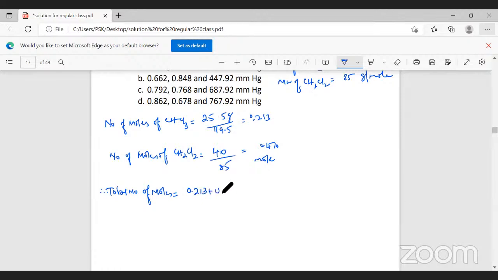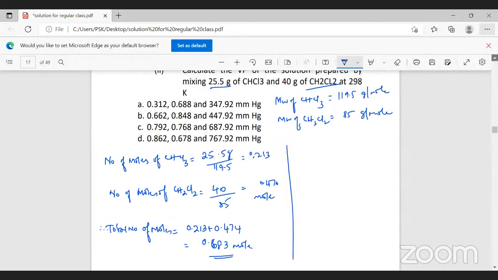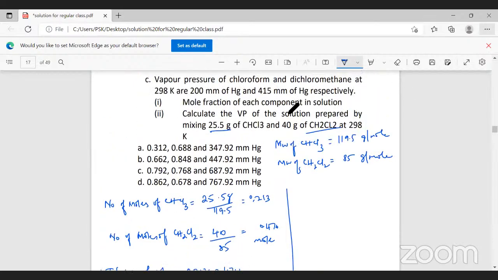0.213 plus 0.474 will be equal to 0.683 moles. So the total number of moles will be 0.683 moles. Now you tell me, what is the question they've asked? They've asked us to calculate the mole fraction of each component.